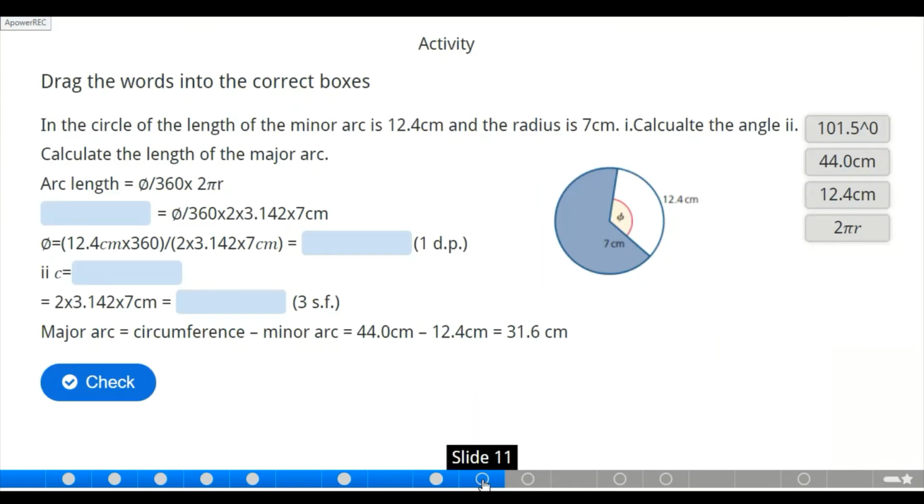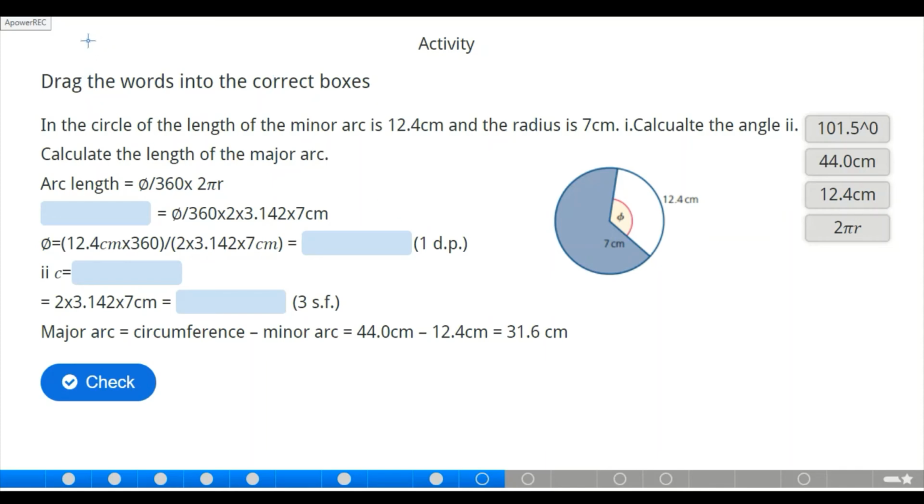Okay, so now with that, let's look at this class activity for us to do. In a circle, the length of a minor arc is 12.4 centimeters and the radius is 7 centimeters. We have to first calculate the angle, and secondly, we are calculating the major arc, the major length of arc.